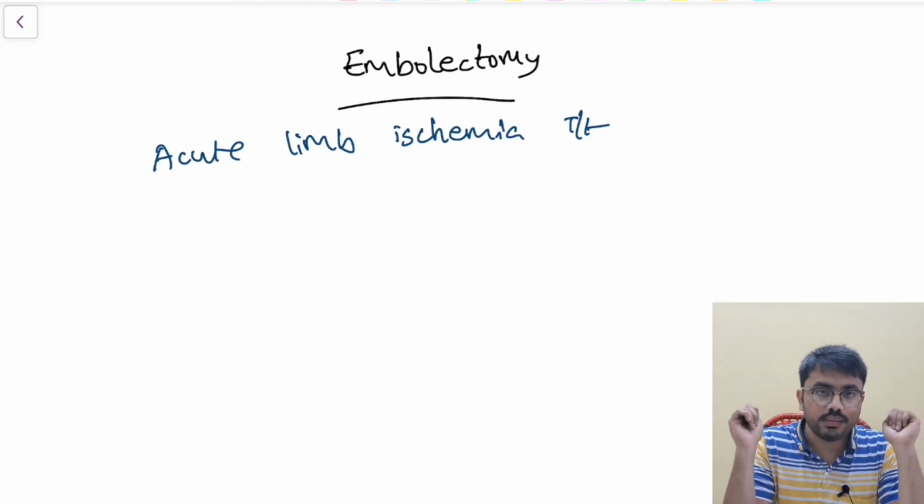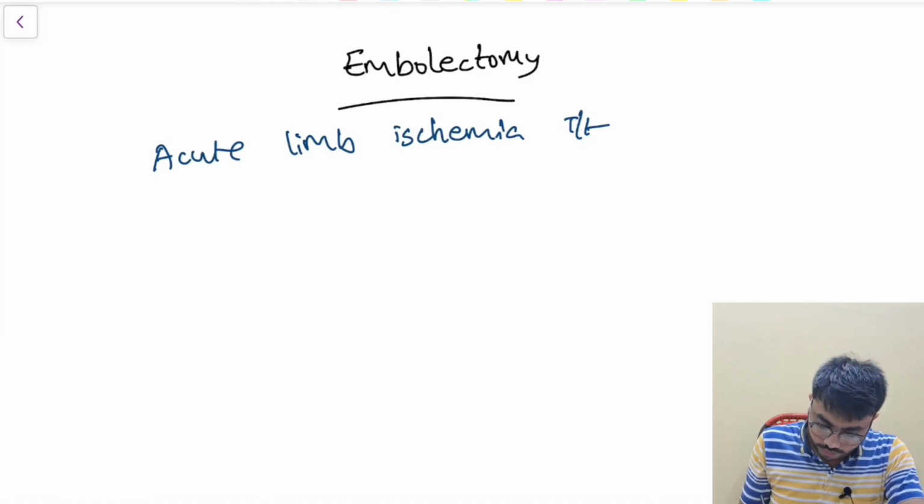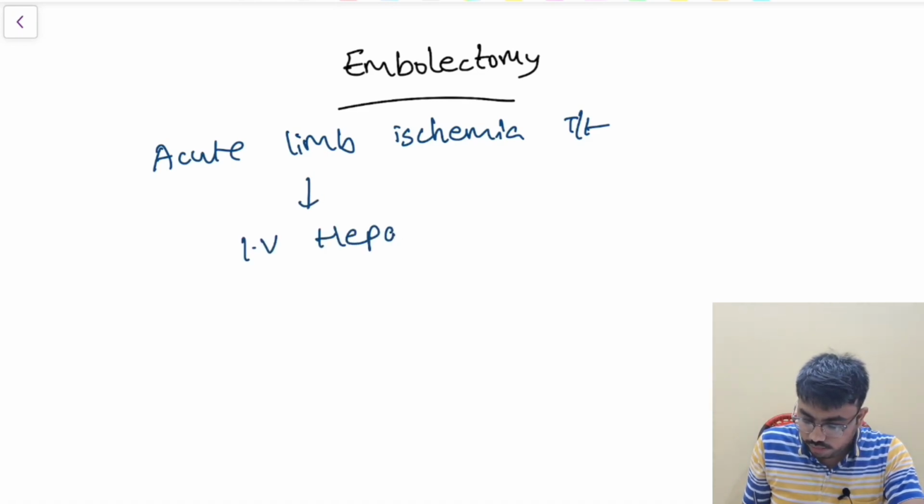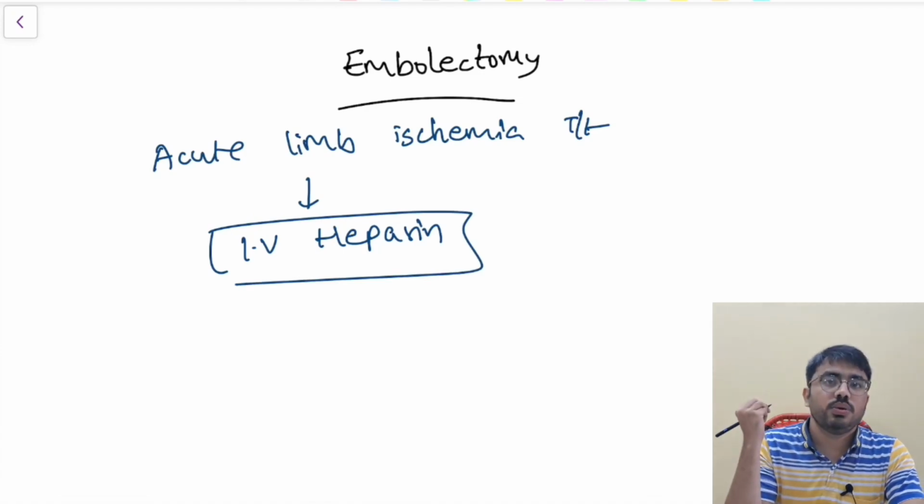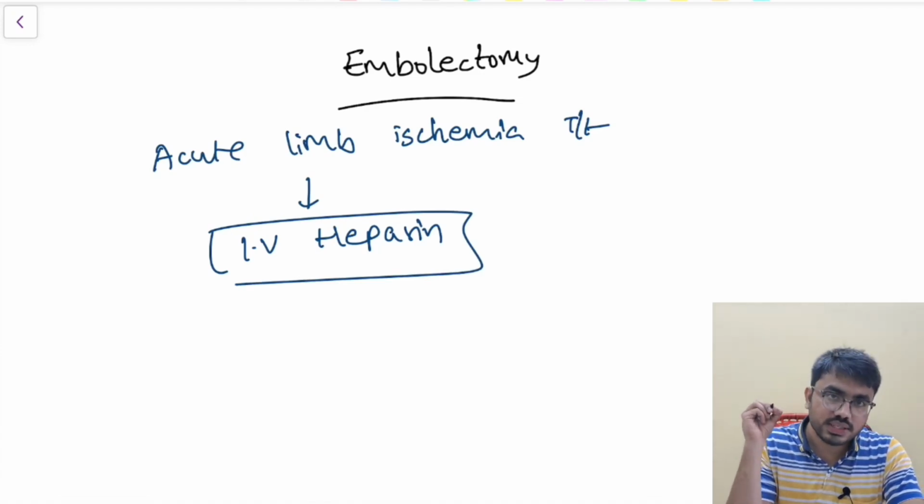First step of treatment. No, it is not embolectomy. It is not embolectomy. First step, acute limb ischemia. First step. Very good. Intravenous heparin. Very, very important. Any acute limb ischemia, patient comes to you, first step is not embolectomy. First step is always intravenous heparin.